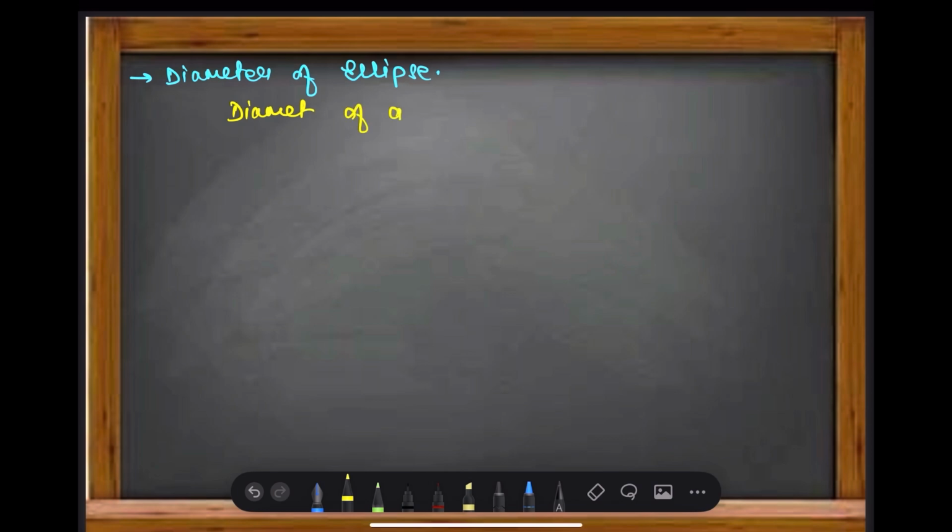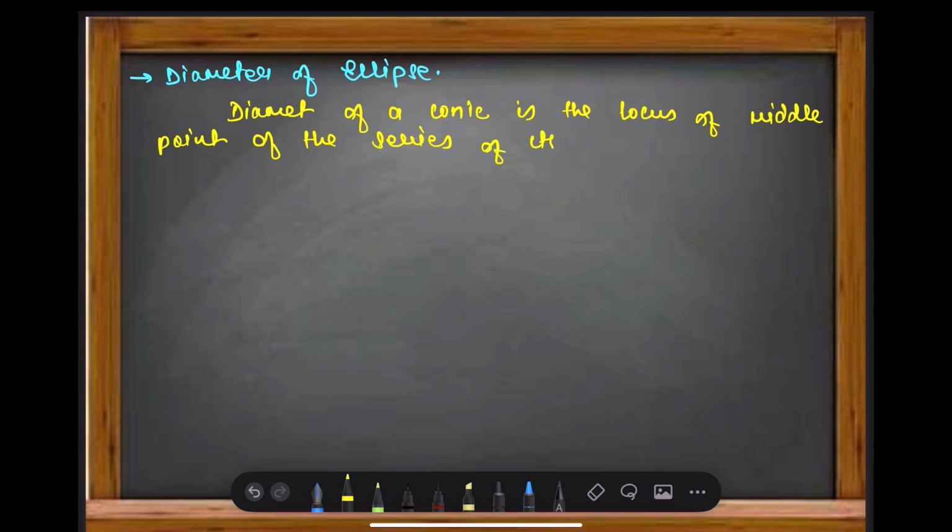Diameter of a conic is the locus of midpoint, okay, middle point, of the series of its parallel chords.